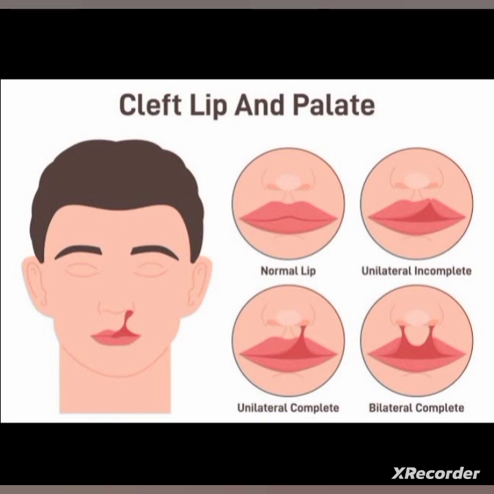Another one is unilateral complete. Here the cleft will extend to the nose. Unilateral complete, the cleft lip that extends to one side of the nostrils. Next one, bilateral complete. Bilateral complete means both the nostrils will be involved. So beneath the nostrils will be involved.